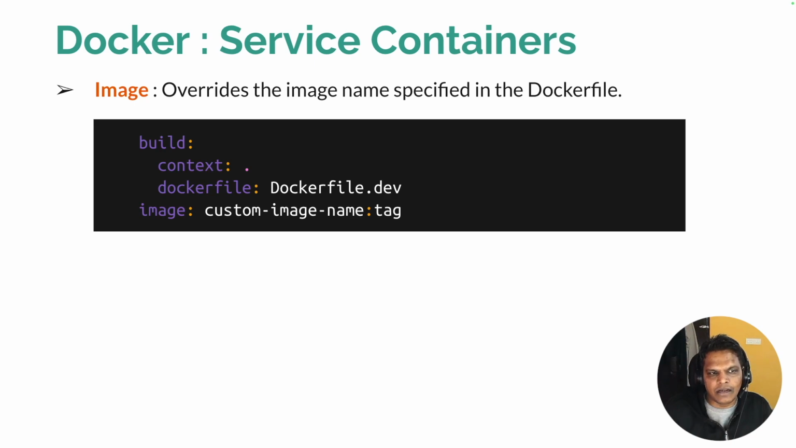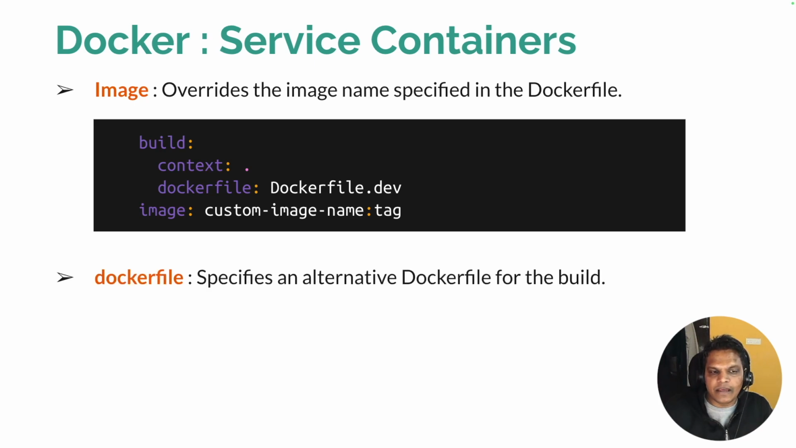We are defining the build, defining the context. In the context, we are defining the period. It means the current directory. Then we are defining the Dockerfile syntax. Then we are defining the Dockerfile name. In my case, the Dockerfile name is dockerfile.dev. And then we are defining the image. Over here, we are declaring the container image name. Once you process this particular Docker Compose, it will create the Docker image with the defined name and the defined tag.